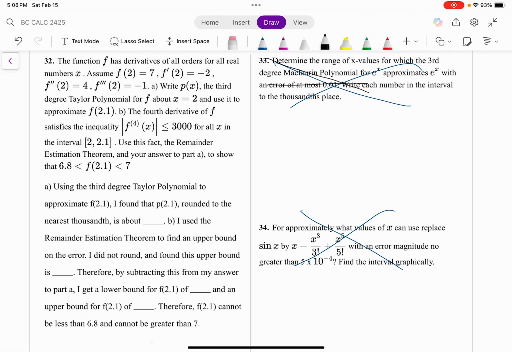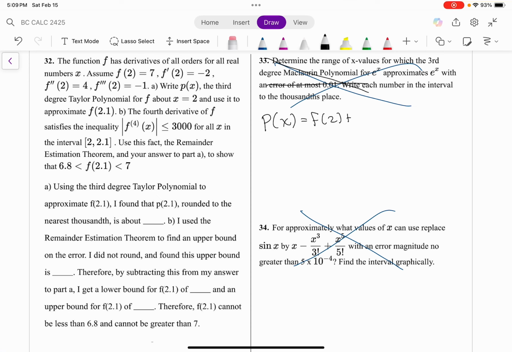Okay, this says the function f has derivatives of all orders for all real numbers x. Assume f of 2 is 7, f prime of 2 is negative 2, etc. Write p of x, the third degree Taylor polynomial for f about x equals 2, and use it to approximate f of 2.1.